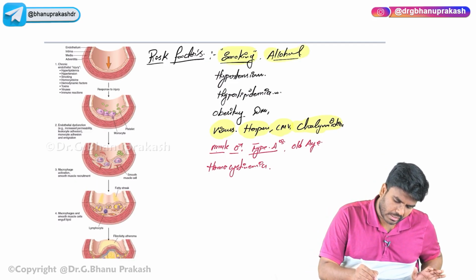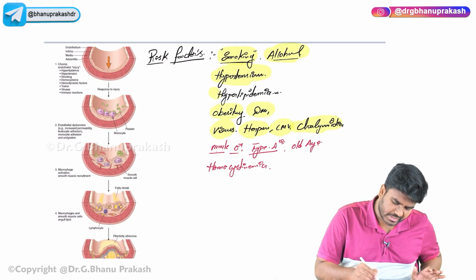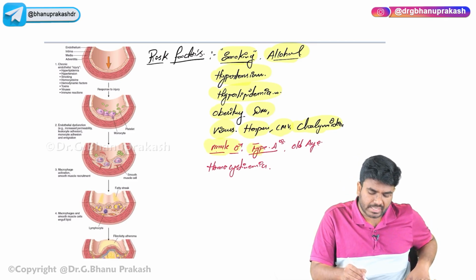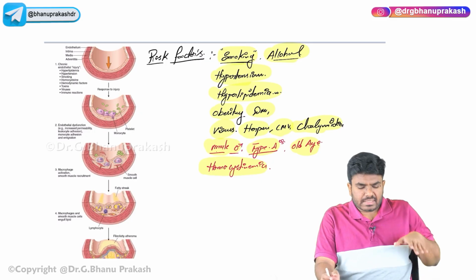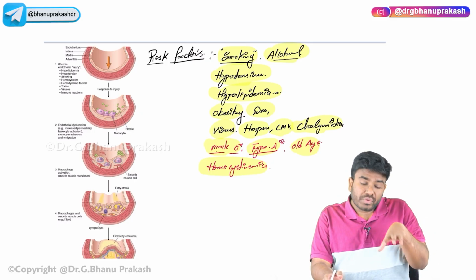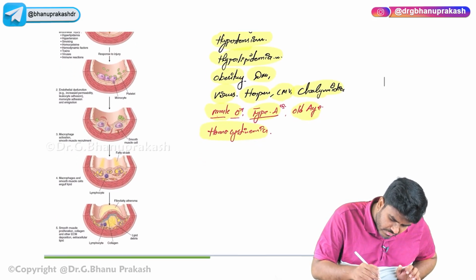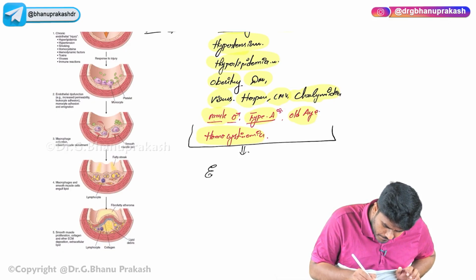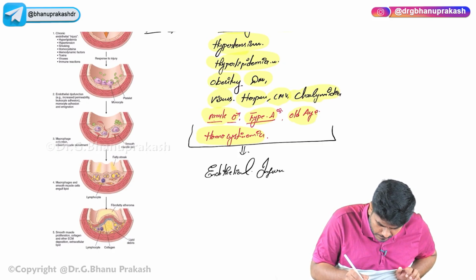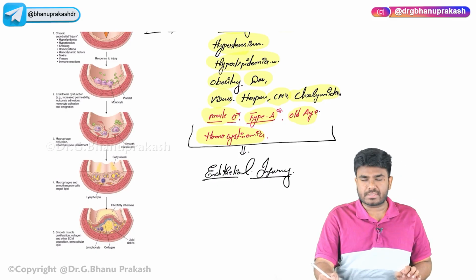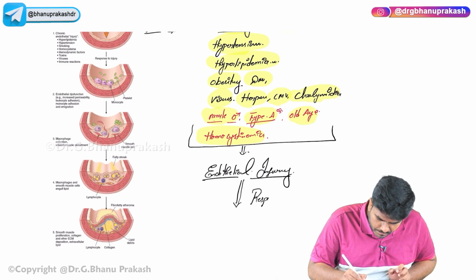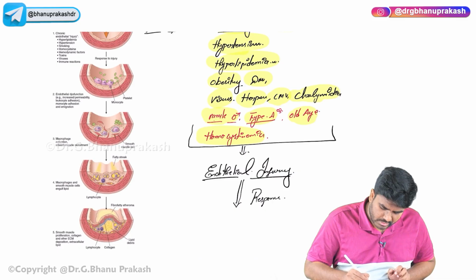So, smoking, alcohol consumption, hypertension, diabetes mellitus, obesity, hyperlipidemias, viral infections like herpes, cytomegalovirus, chlamydia, and male sex, type A personality, old age, and homocystinemia. These are the risk factors which can lead to atherosclerosis. First of all, what will they cause? They will cause endothelial injury. Now, once the endothelial injury happens, the response will come. This response is the atherosclerosis.